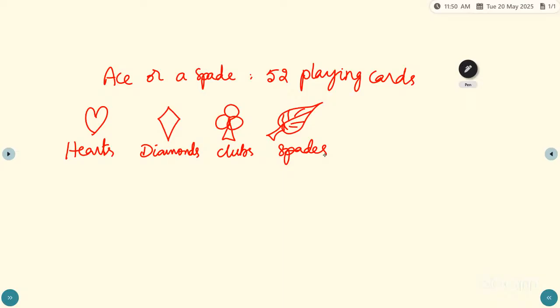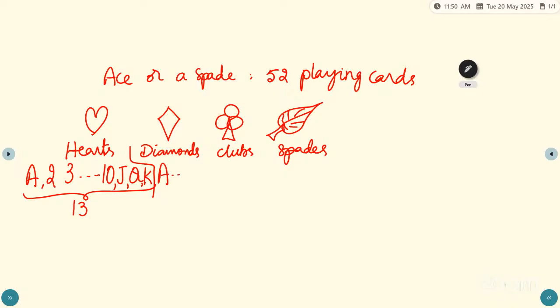Good. Each type of card starts with ace. So totally how many cards? Same in the same manner: ace to king for diamonds, again ace to king for clubs, again ace to king.